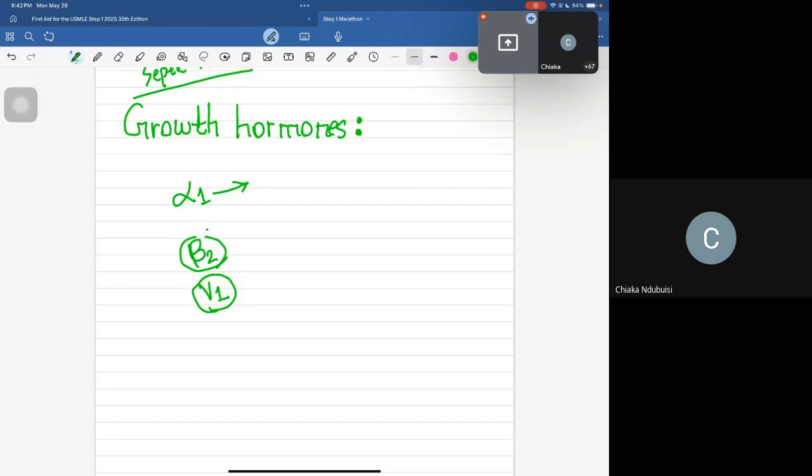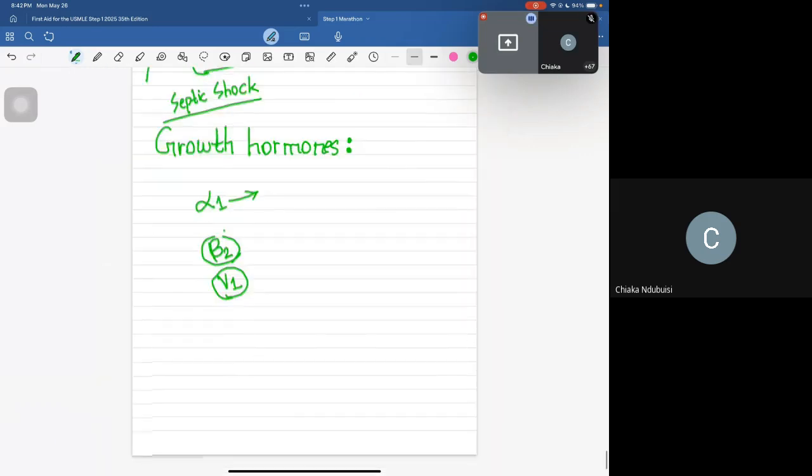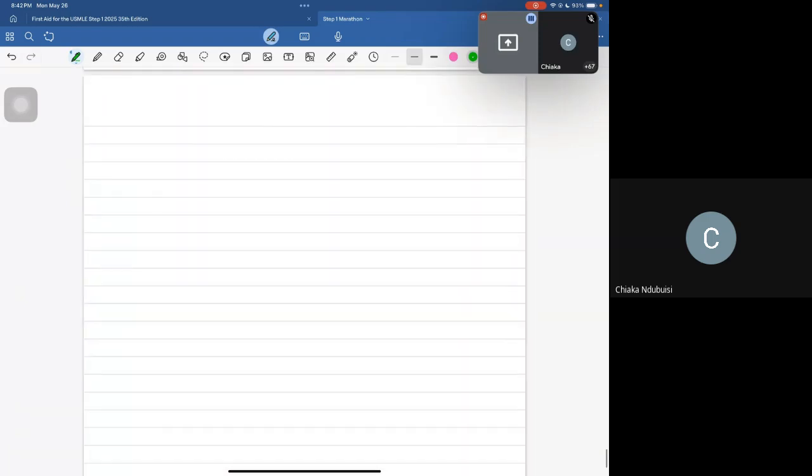Okay. Now we have another hormone, which is known as the growth hormone, right? So the growth hormone is a hormone which is secreted from the anterior pituitary, right?